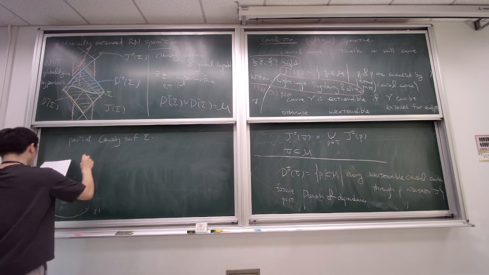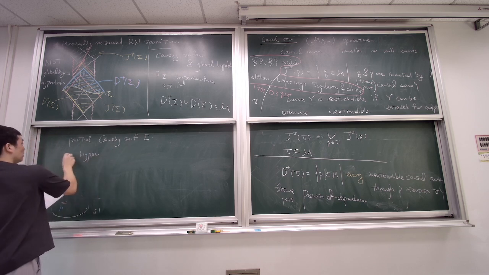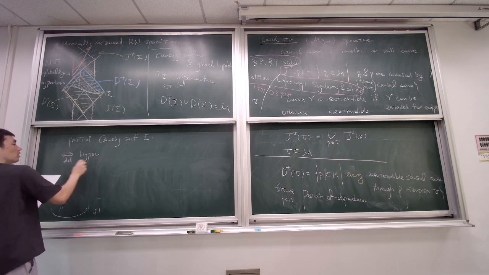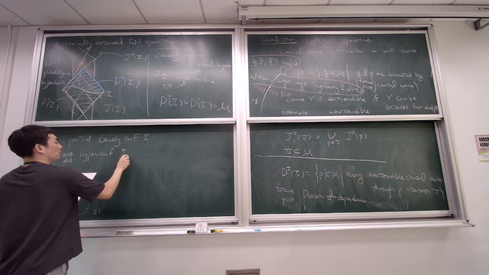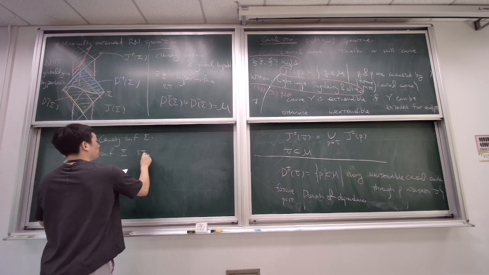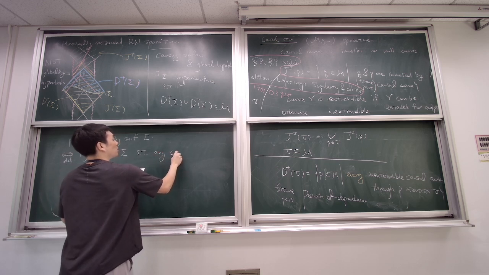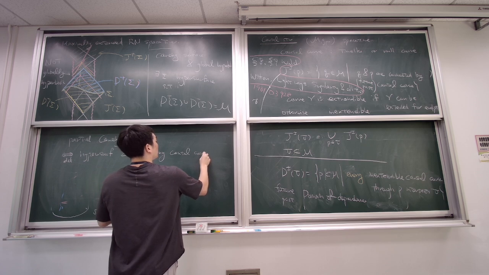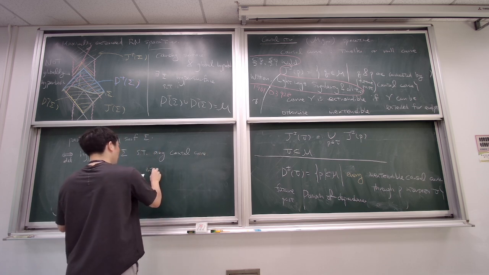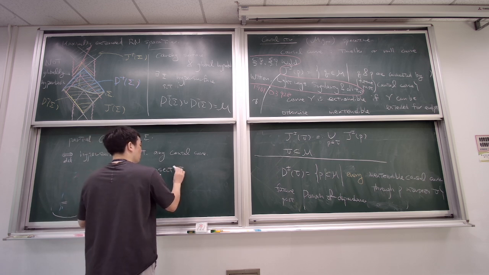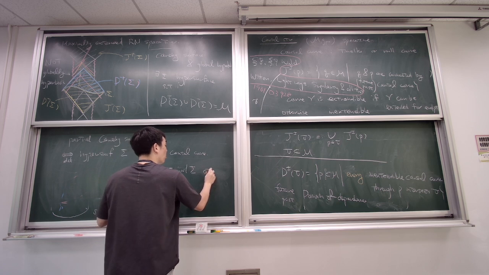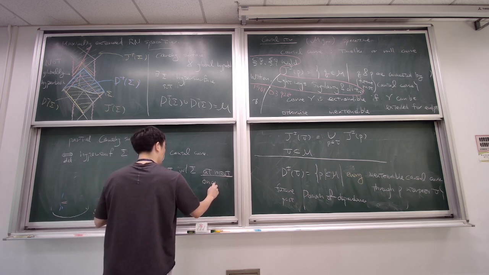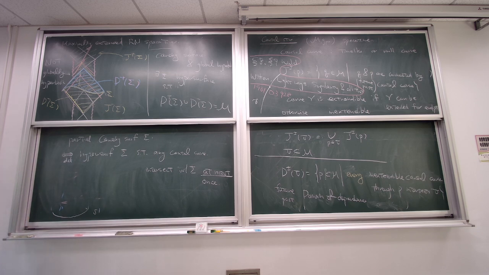So this is the definition. Sigma is a hypersurface such that any causal curve intersects with sigma at most once. This is important: at most once.